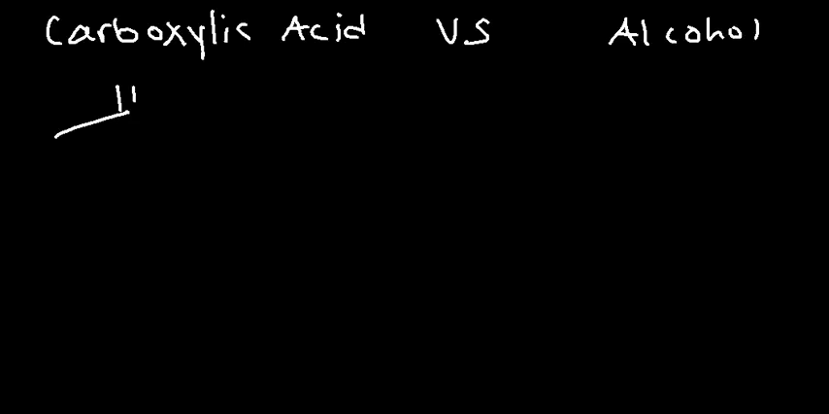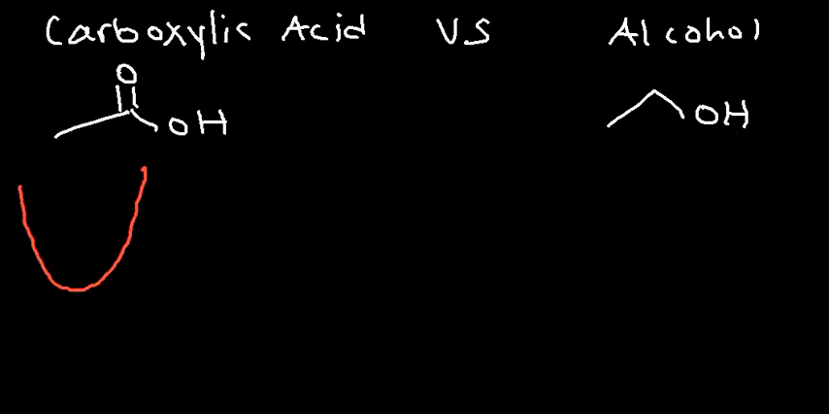So here's the typical structure of a carboxylic acid. And here is an alcohol. There are 2 important signals for a carboxylic acid. There's a massive OH stretch. If it looks that big, and if you see it, immediately you know it's a carboxylic acid.